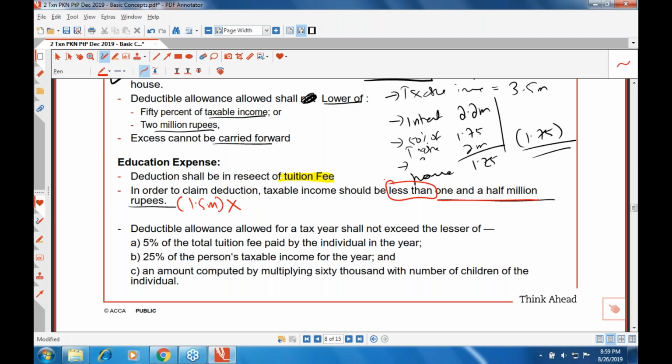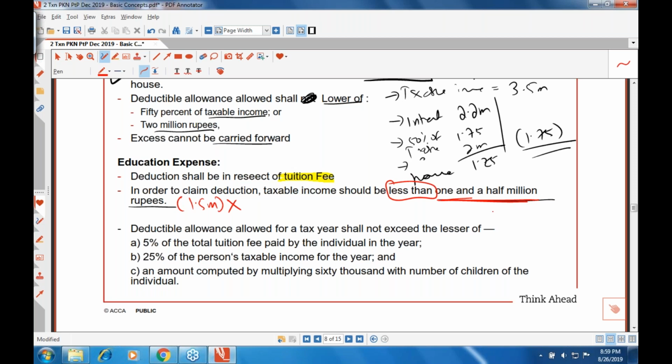Number one: if you have paid for educational expenses, you can claim deduction with respect to the tuition fee. The deduction with respect to the tuition fee will only be allowed to be claimed if your total taxable income is less than 1.5 million. If it is equal to 1.5 million, you cannot claim. If it is less than, you can claim.